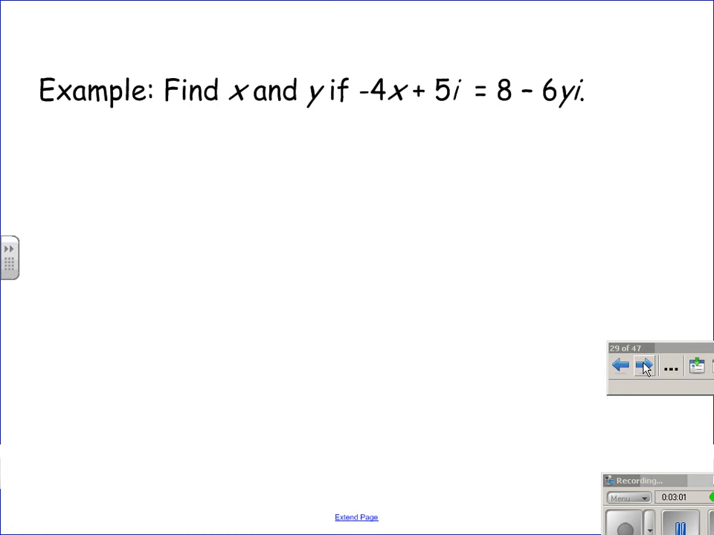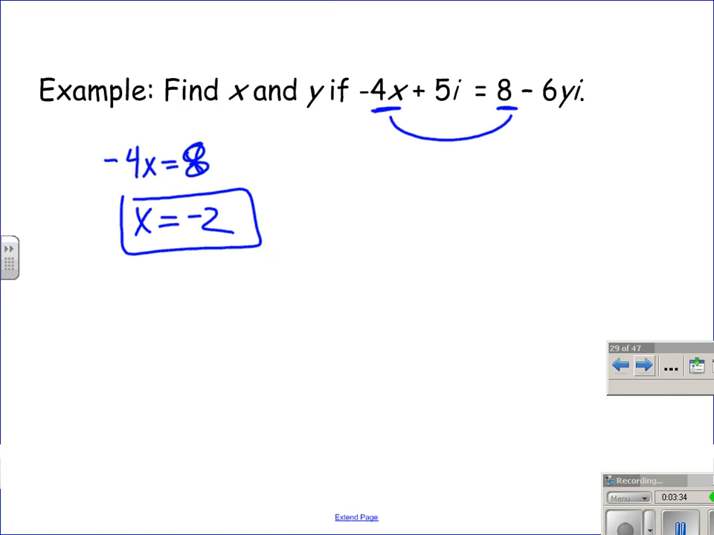So here's an example of the standard form. We have to find x and y, and we know that -4x plus 5i is equal to 8 minus 6y plus I. So these are the real portions of the complex numbers, so we could take those two and set them equal to each other. So I could say that -4x is equal to 8. And then I solve for that and you get x is -2.